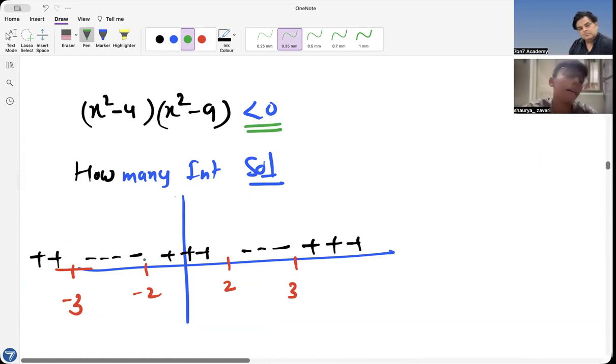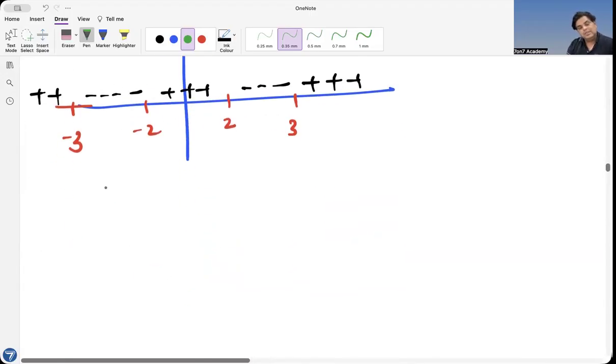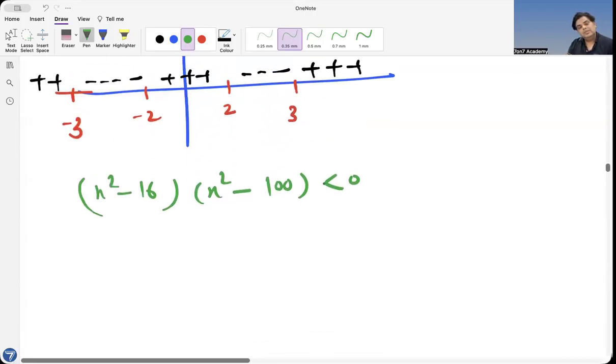Wait, so in that case, for any quadratic, as long as the difference between the roots is not more than 1, it's always going to be 0 integer solutions, no? Not necessarily. It depends. If I increase the numbers here, then that will happen. Suppose I take x square minus 100, less than 0, and then I say integral solutions.